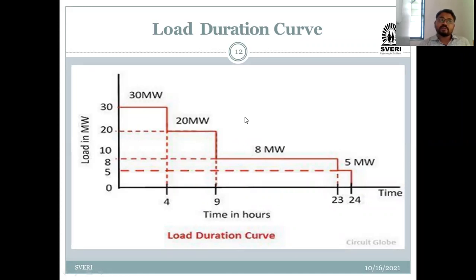Okay, but the load duration curve is the curve which we have drawn by taking the reference of the load curve, where whatever the maximum load is in the load curve, that we have drawn first, and after that we followed the descending order of drawing that load pattern, and whatever the final curve we are getting, that is nothing but the load duration curve.